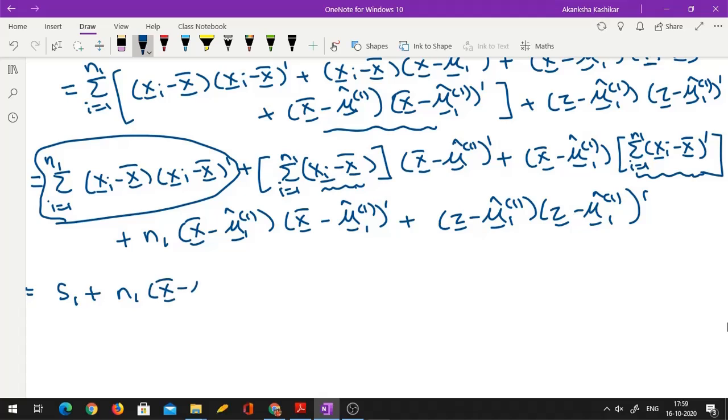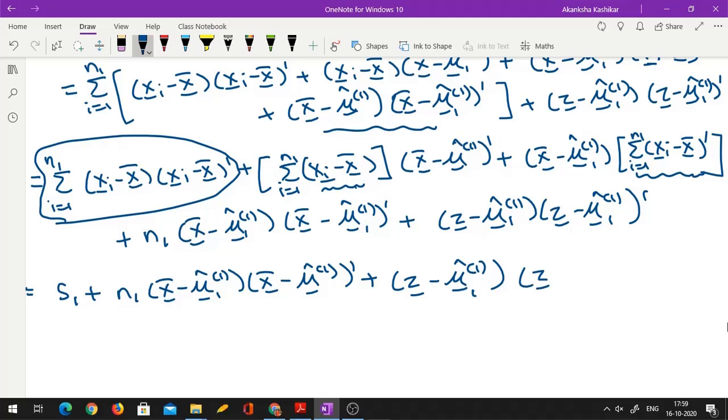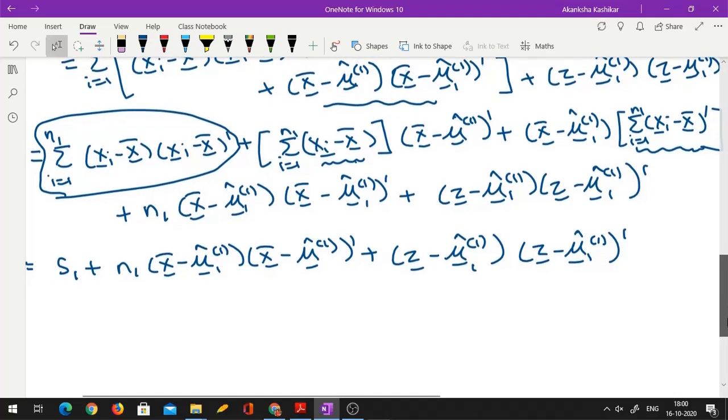This is my mu1 hat under the first hypothesis, and this is mu1 hat prime, and similarly mu2 hat under the first hypothesis. Now we have to also compute sigma hat. Normally, when you have a common sigma, you take the CSSP matrices from both populations, add them and divide by the total number of observations. Is there any way to simplify this further?